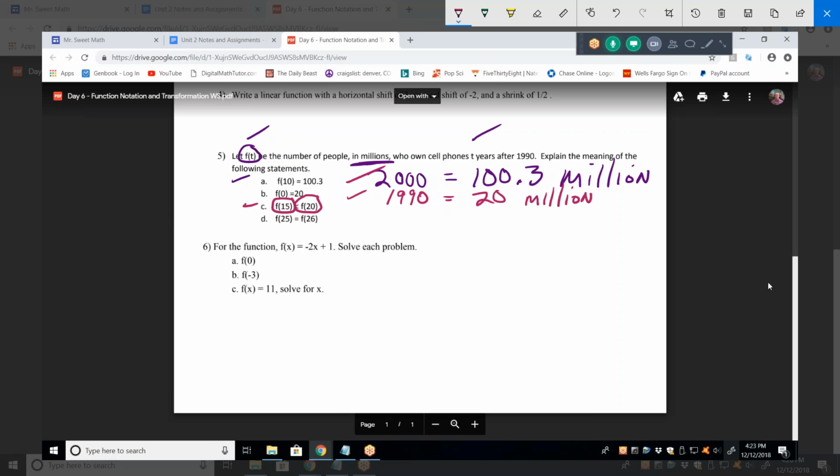Now, this last statement here, what does that mean? Then at 25 years, it's equal to 26 years. Yeah, so in 2015 and 2016, there was no growth. The number of people that owned cell phones was the same in each of those years. They don't tell us what the number was. They're just trying to get you to understand what that notation means.